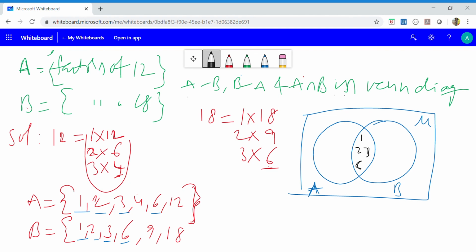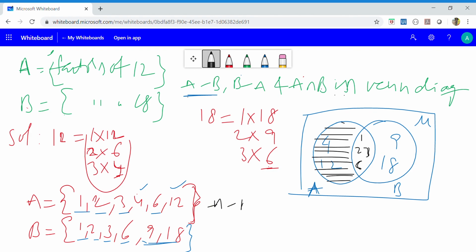A minus B is what are the extra elements in A other than B? 4 and 12. And what are the other elements than A, that is B minus A? 9 and 18 comes here. So you have to shade A minus B. A minus B I will shade with horizontal lines. So I will write A minus B is equal to 4 and 12 represented by the horizontal lines.